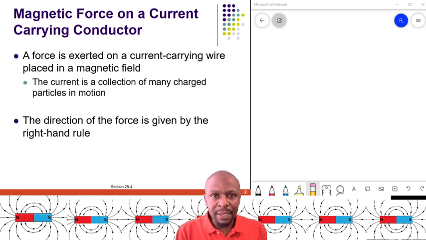Now, the magnetic force on a current carrying conductor. A force is exerted on a current carrying conductor placed in a magnetic field. The current is a collection of many charges moving in, say, one direction. Now the direction of the force is given by the right hand rule. The right hand rule gives the direction of the magnetic force. The magnetic force is this one, the B field is in this direction, and this is the direction of the velocity of the charged particles.